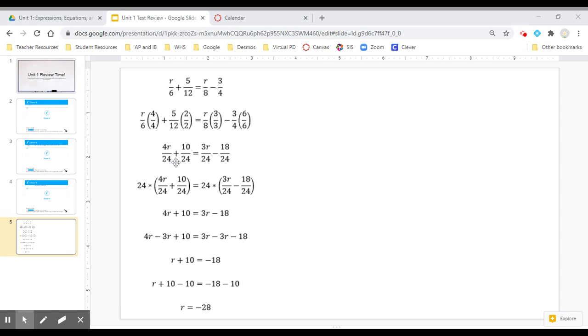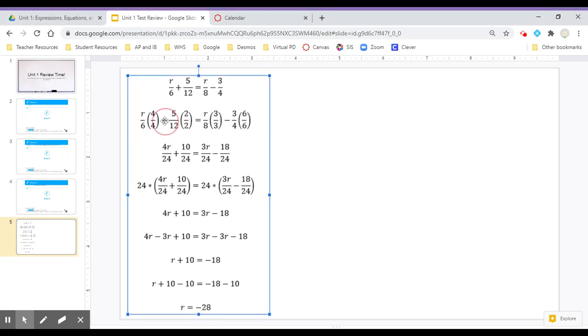24 would be the least common denominator, or least common multiple, that 6, 12, 8, and 4 would all multiply up to. It's the lowest number that 6, 12, 8, and 4 will all be factors of. So I have to figure out, how do I get 6 to be 24? How do I get 12 to be 24? How do I get 8 to be 24? How do I get 4 to be 24? I have to multiply them.